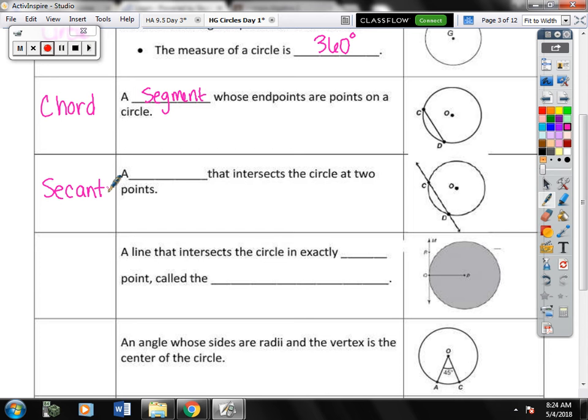Now notice how similar the secant and the chord look. The difference is that the secant is a line and the chord is a segment. So the secant will extend outside the circle, but it will still have 2 points that are on the circle.